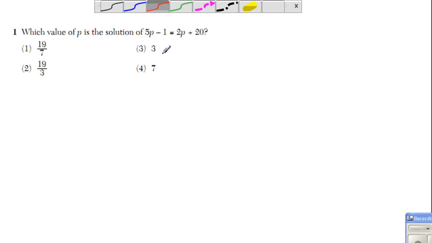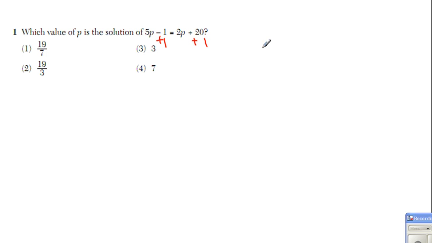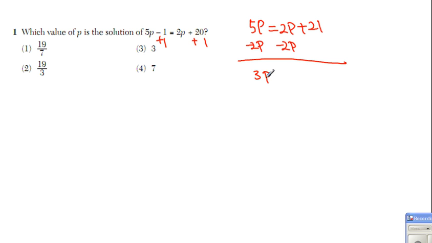First one. Here we have this expression. We want to find out what P is, then what we can do is we can add 1 from each side. Then we will have 5P equals 2P plus 21. Now, of course, we can subtract 2P from each side. Now, then we end up getting 3P is equal to 21. Then as we divide by 3 from both sides, we'll end up getting P is equal to 7. So, there it goes. That is our answer.